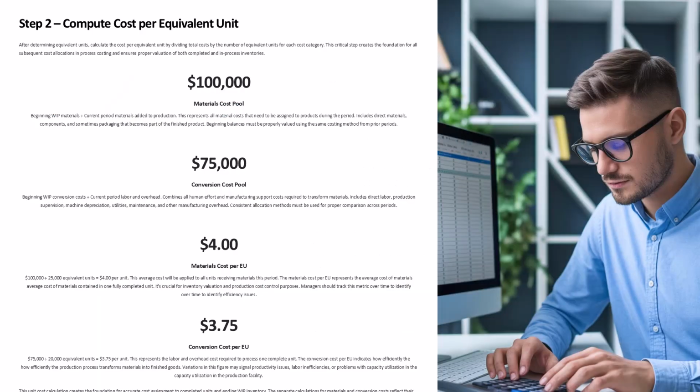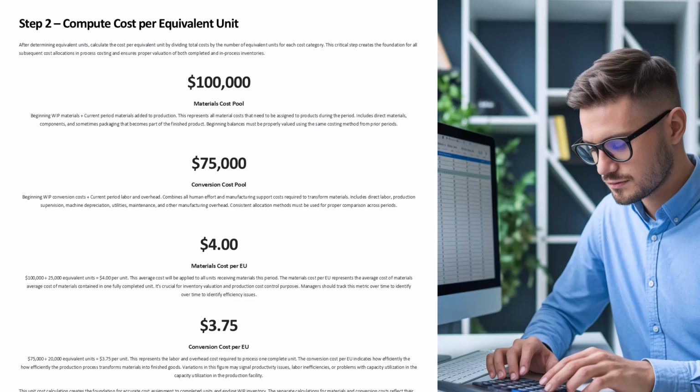Slide 22. Step 2. Compute cost per equivalent unit. The second step in weighted average process costing calculates the critical unit cost metric that drives all subsequent cost assignments. This step determines how much it costs to produce one equivalent unit during the period, the fundamental building block of our product costing. Imagine a candy manufacturer like Hershey calculating exactly how much it costs to produce one equivalent pound of chocolate through its melting, molding, and packaging departments.